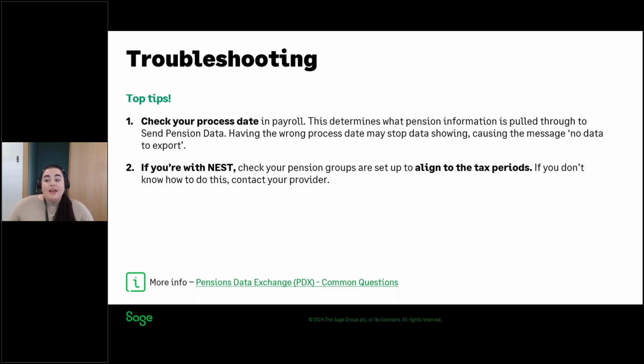Second top tip here is that if you're with Nest, you do need to make sure that your pension groups are set up to align to the tax periods. If they're not, you will need to create new groups with Nest. They are able to help you with this if you're not quite sure how to do it. But if they don't align, you're going to get a bit of an issue and potentially an error message in send pension data. That's basically because Sage 50 Payroll and Nest aren't quite aligning with each other. They aren't quite able to communicate with each other for PDX.